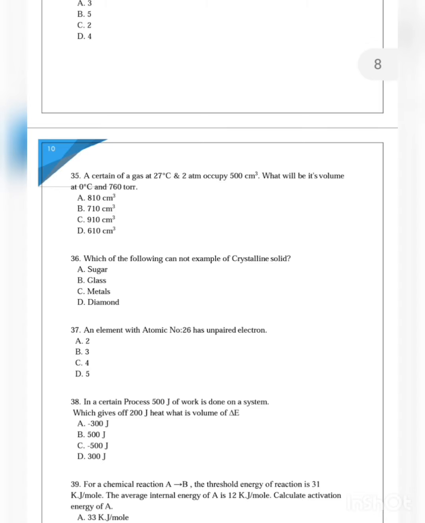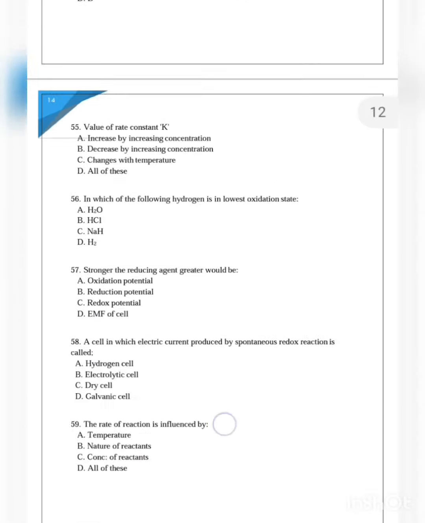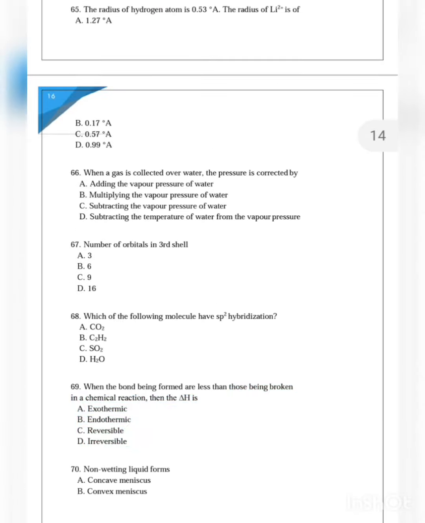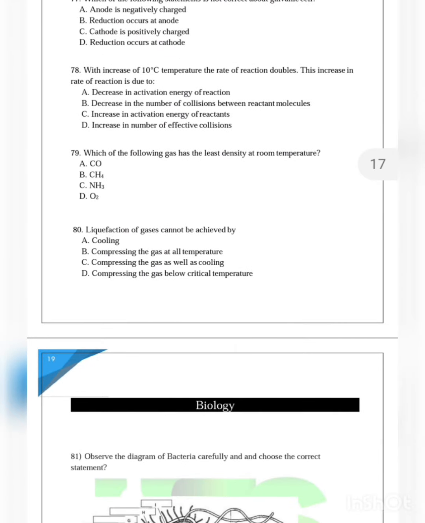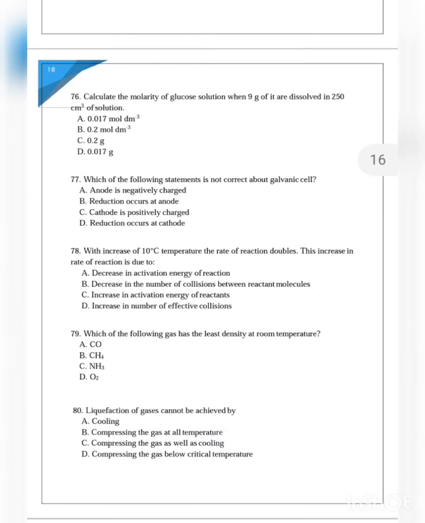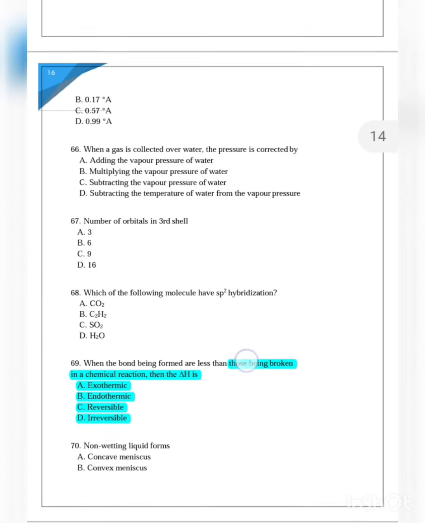And okay, which of the following is not an example of a crystalline solid? Okay, let's see how many questions came from chemistry. Okay, 80 questions came from chemistry. In our NEET examination paper, from chemistry there are only 50 questions, of which we have to answer only 45 questions.